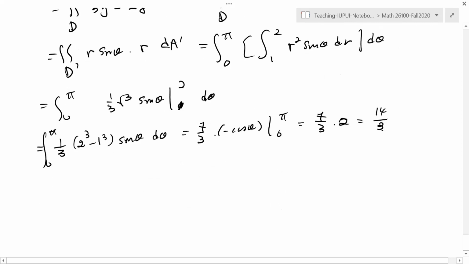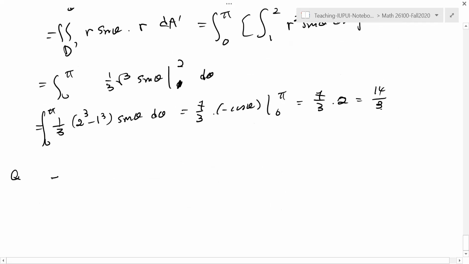All right, now for the next problem, we will probably use the more general Green's theorem. We consider the vector field in the following form: negative y over x squared plus y squared, and x over x squared plus y squared.